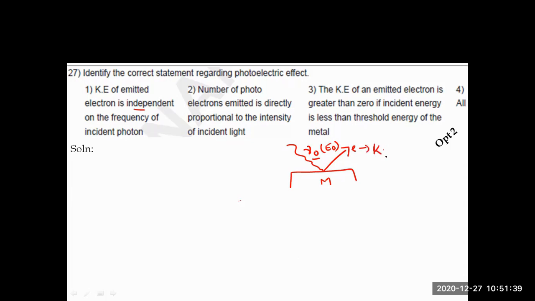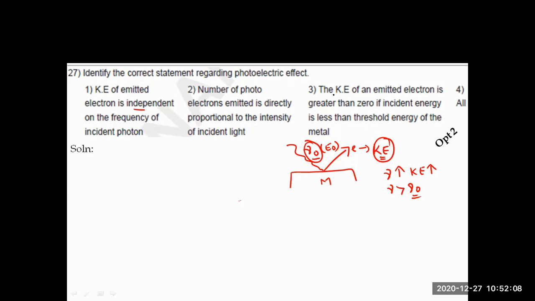If the radiation has more energy, more frequency than the threshold, then the electron which is emitted moves with a certain amount of kinetic energy. So kinetic energy depends on the frequency of the radiation incident. As frequency increases, kinetic energy increases. But this frequency should be greater than threshold frequency, not before that. So it is not independent, it is dependent. So one is not correct.